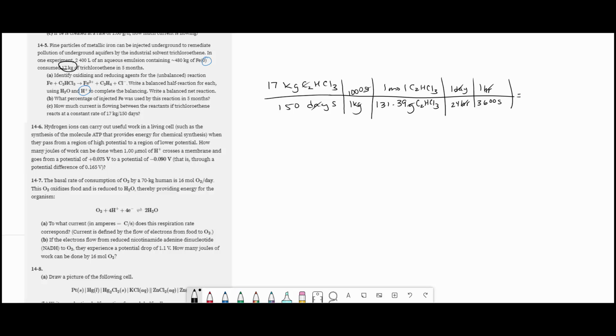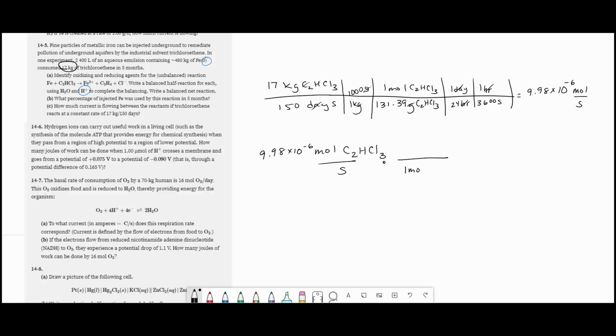So when I perform this arithmetic, I get 9.98 times 10 to the negative 6 moles per second. From the balanced half reaction, we know that each mole of C2HCl3 requires 6 moles of electrons. So I'm going to start with my 9.98 times 10 to the negative 6, and this is moles of my trichloroethene. And that is moles per second.